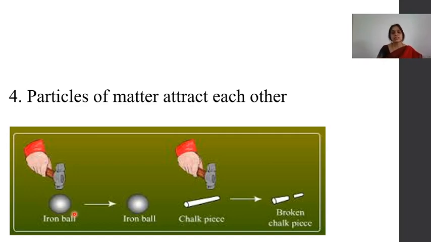This indicates that the particles in the iron ball are held with a much stronger force of attraction. So the force of attraction is very strong in the case of the iron ball. When you take a brick, it is lesser compared to iron. And coming to chalk, which breaks immediately, it indicates the force of attraction between the particles is lesser.